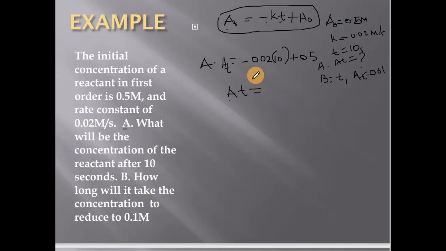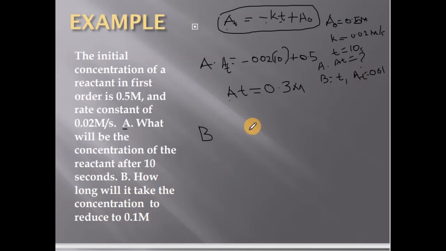That means that after 10 seconds the concentration of 0.5 molar is reduced to 0.3 molar. That is for the A. Then for the B, it says how long will it take the concentration to reduce to 0.1 molar. This one is the A_t.